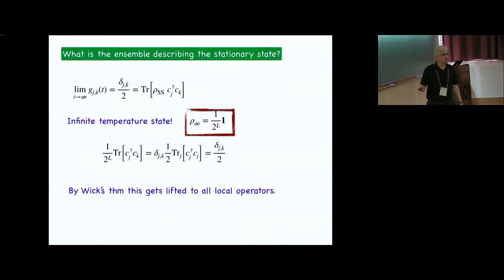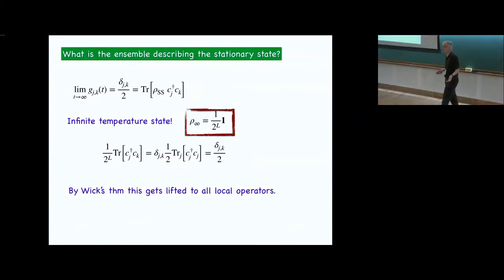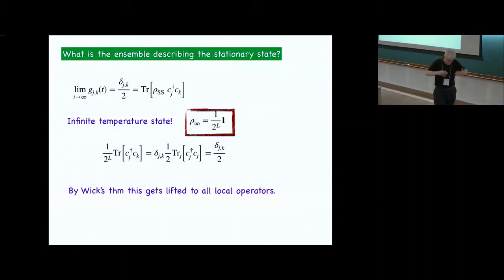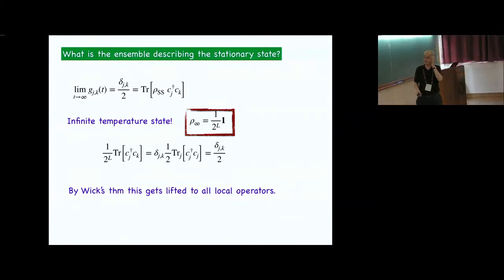Yesterday we got as far as here. We looked at this particular example of the tight binding model, which we prepared in some initial state, some charge density wave. I mean, we had a particle on every other site. Then we looked at time evolution after preparing the system in that initial state, and we calculated the single particle Green's function. We saw in real space that it did relax at late times to some statistical ensemble, which in this case is just some infinite temperature ensemble. So this was the density matrix. And then by Wick's theorem, this gets lifted to all local operators.